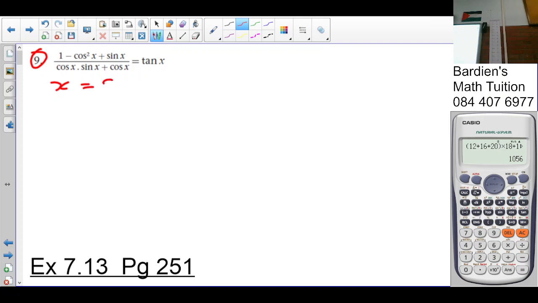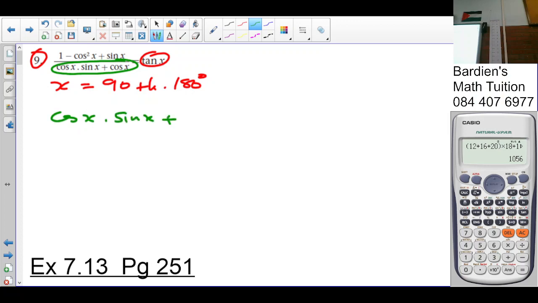X is equal to 90 plus k times 180. Why? Because of the tan asymptote. Okay, so that is sorted. Next. What do I do next? The denominator is equal to 0. So it's going to be cos x times sin x plus cos x is equal to 0.